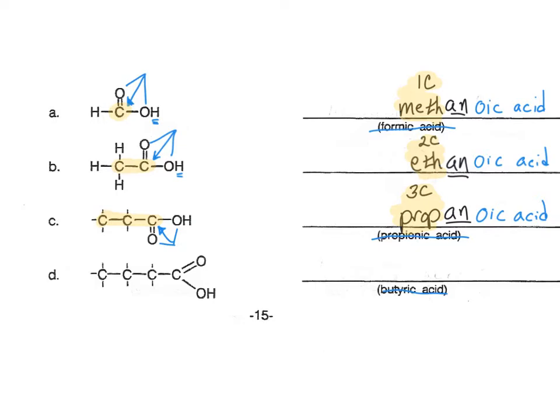On to compound D. Here we see a carboxyl group at the end. So that's our oic acid. We see all single bonds, so AN in front of that. We see 4 carbons, so this is butanoic acid, and that is it for its name.